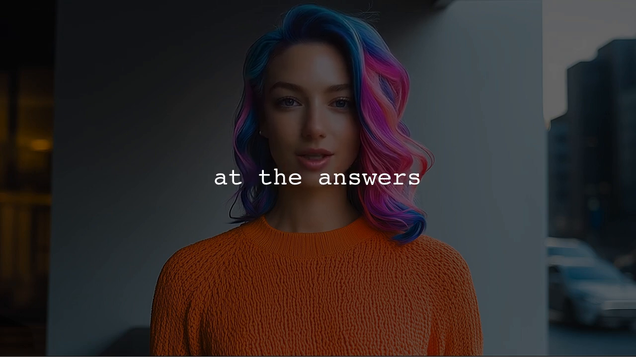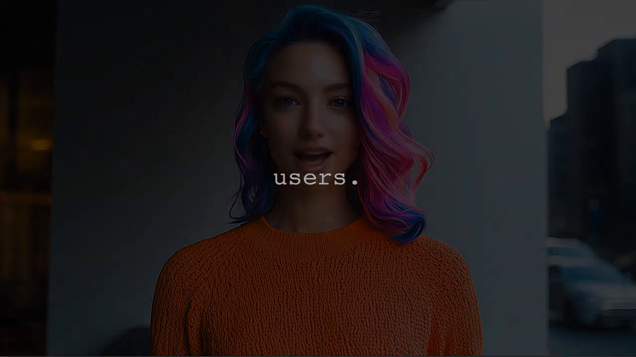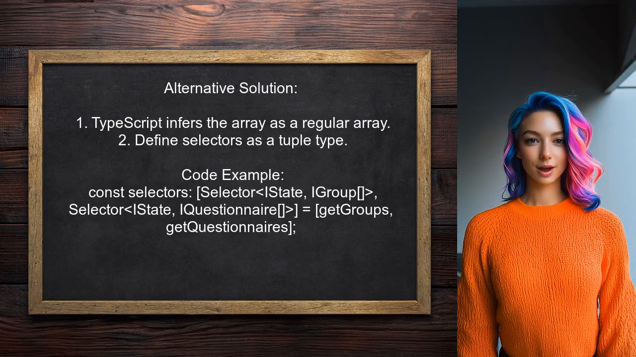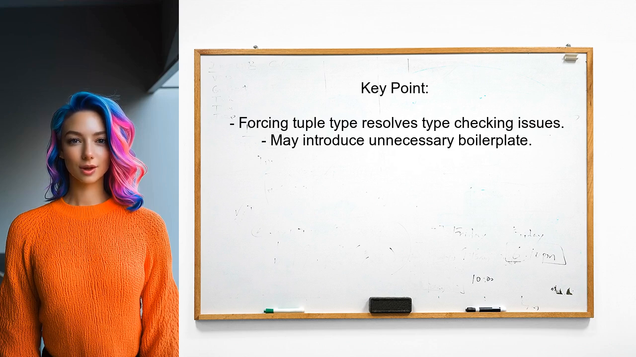Now, let's look at the answers provided by other users. An alternative approach suggests that the issue may stem from TypeScript inferring the array of selectors as a regular array instead of a tuple. To resolve this, the user recommends explicitly defining the selectors as a tuple type. By forcing the first argument to be a tuple, the user notes that it resolves the type checking issue, although it may introduce some unnecessary boilerplate code.